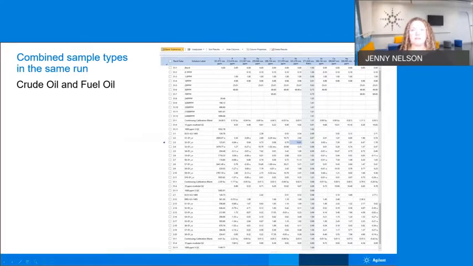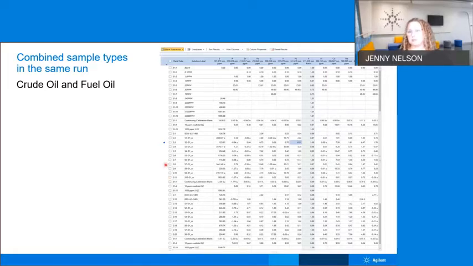So this is a method sequence. Let me put my laser pointer on and I can show you. So this is the calibration for the MPAES, and you can see all the different elements across the top. Okay, and then you'll see we have some QC. And then the first set of 10 are actually crude oil samples.